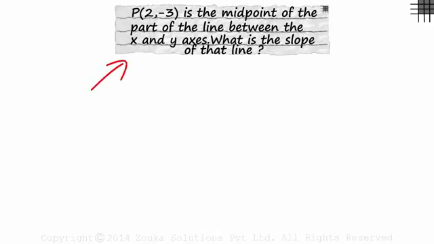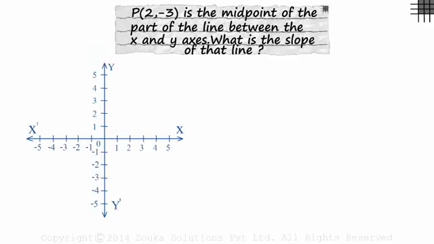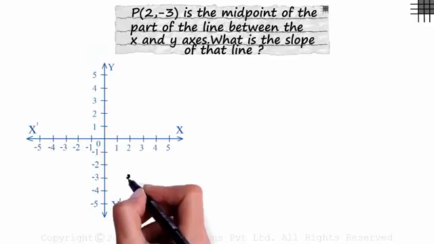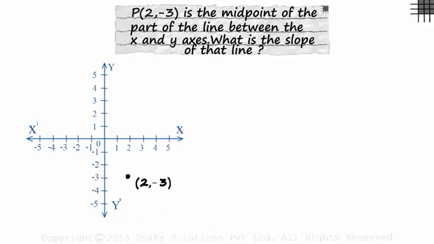Let's try understanding this with the help of a coordinate plane. The only thing we're given is that (2, minus 3) is the midpoint of some line segment. This is tricky. Read the question carefully. It is the midpoint of the part of the line between the x and the y axis. Now try drawing different lines passing through P.